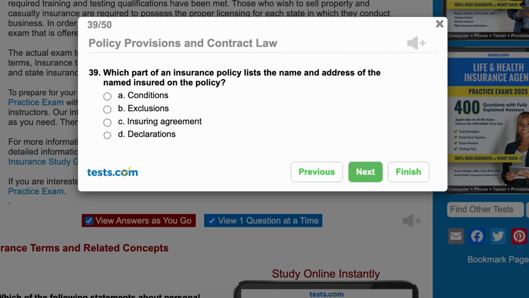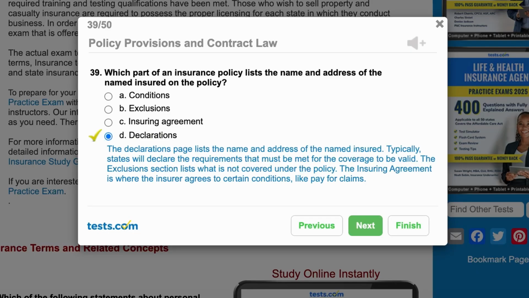Question 39. Which part of an insurance policy lists the name and address of the named insured on the policy? A. Conditions. B. Exclusions. C. Insuring agreement. D. Declarations. D. Declarations. The declarations page lists the name and address of the named insured. Typically, states will declare the requirements that must be met for the coverage to be valid. The exclusions section lists what is not covered under the policy. The insuring agreement is where the insurer agrees to certain conditions, like pay for claims.